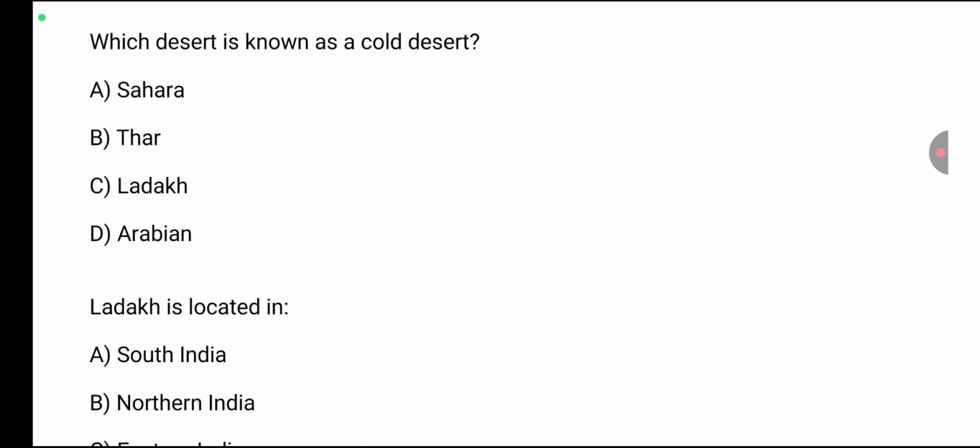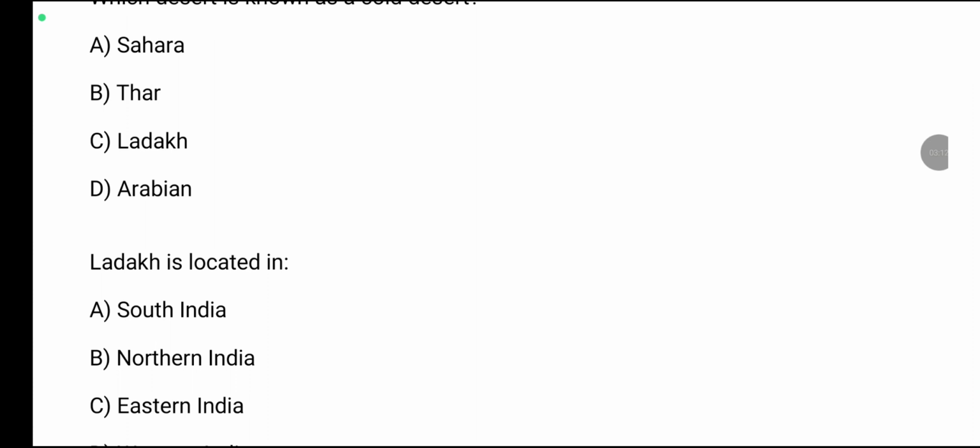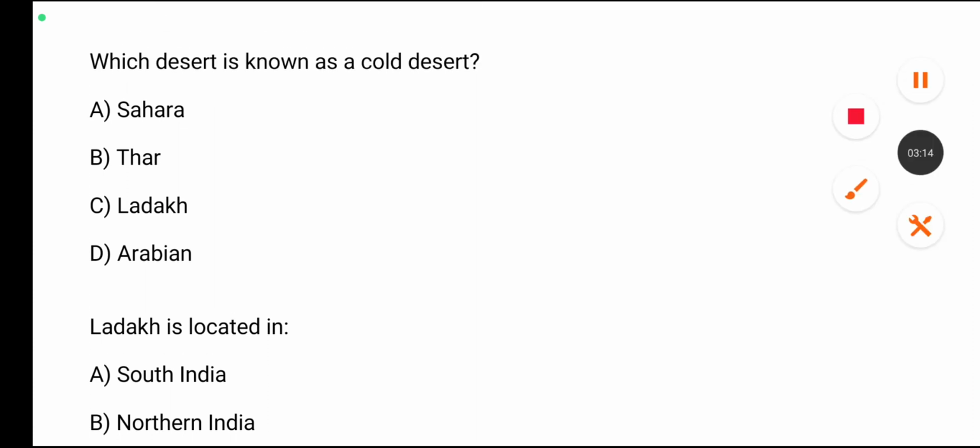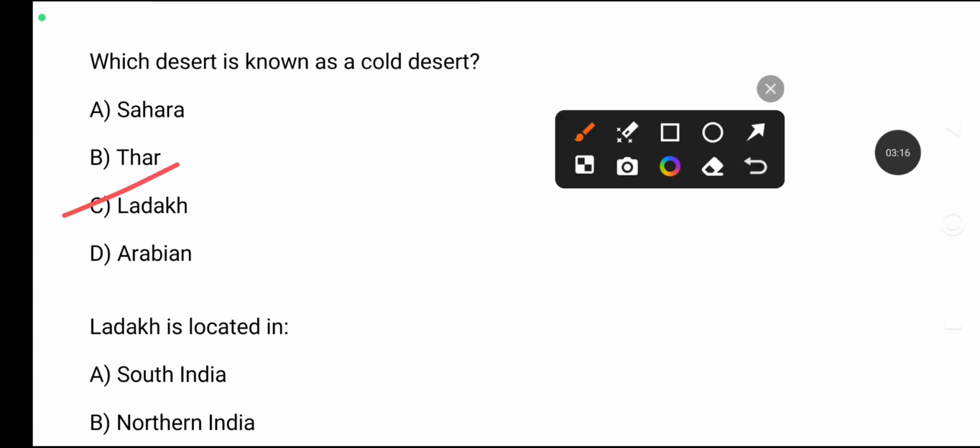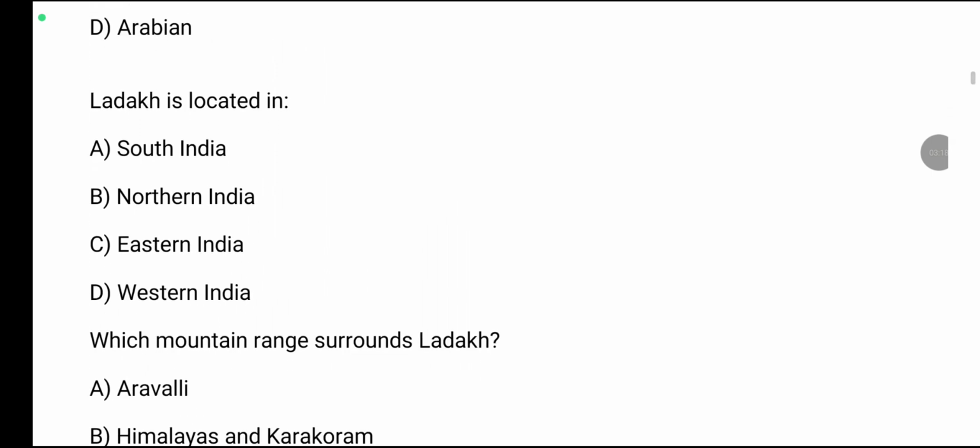Now moving on to another question. Which desert is known as a cold desert? Sahara, Thar, Ladakh, Arabian. The answer will be C, that is Ladakh. Ladakh is known as a cold desert.